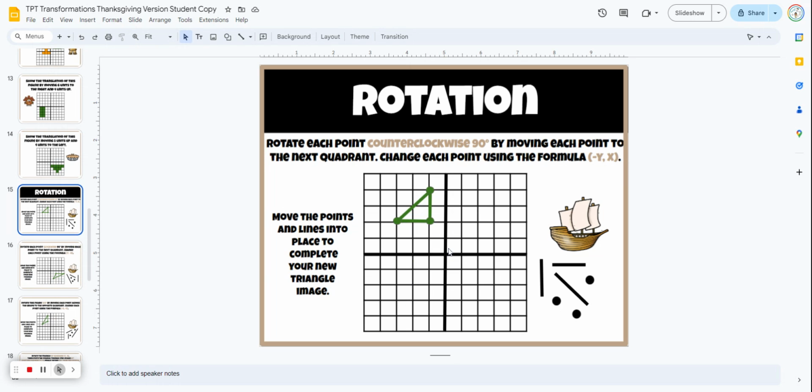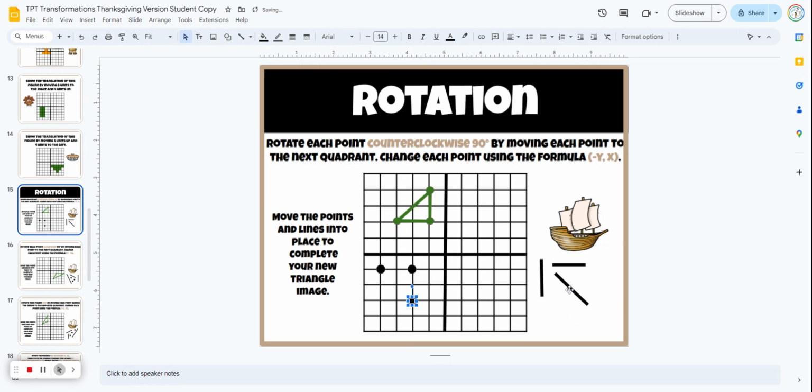So let's see what happens. This point is (-1, 2). If we use this formula, we're going to get (-2, -1) for our next point. Now we have (-1, 4). If we use the formula, we have (-4, -1). And then the final point, (-3, 2), will now be (-2, -3). And so they can finish their triangle.